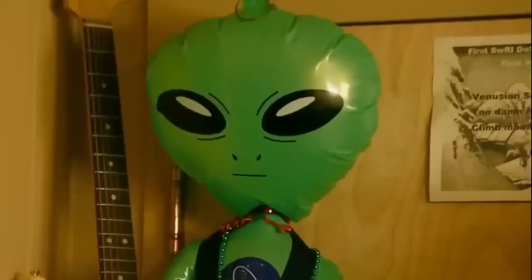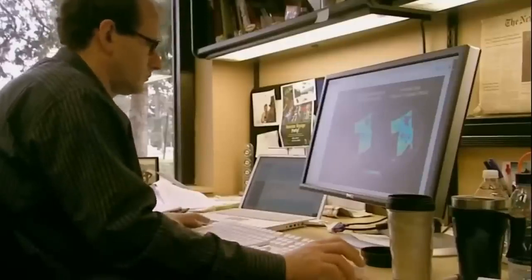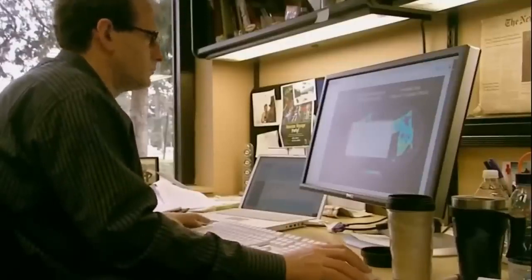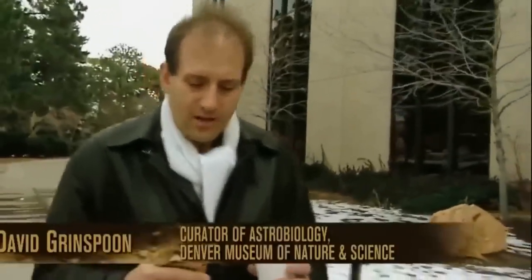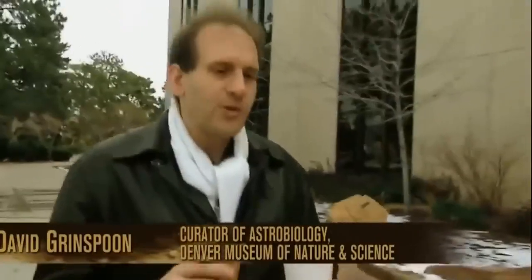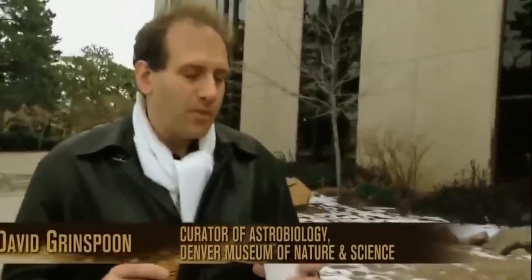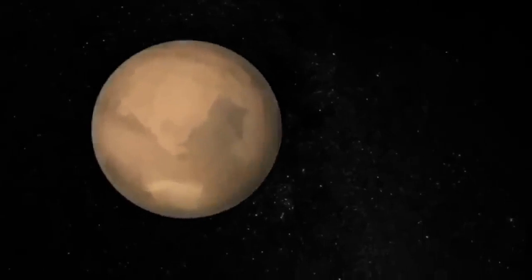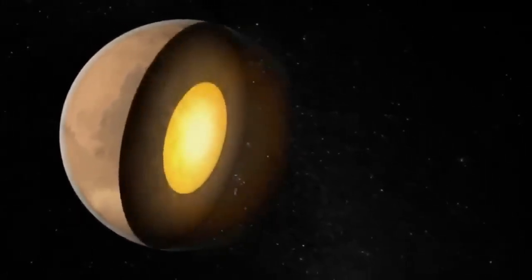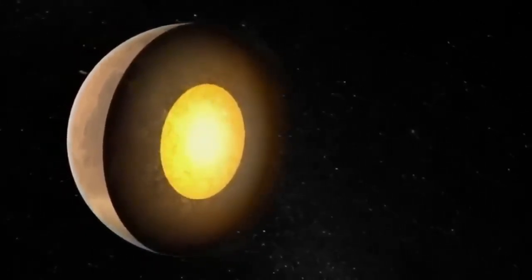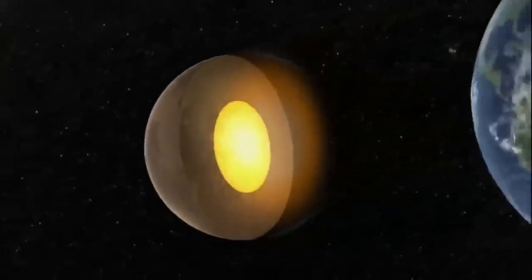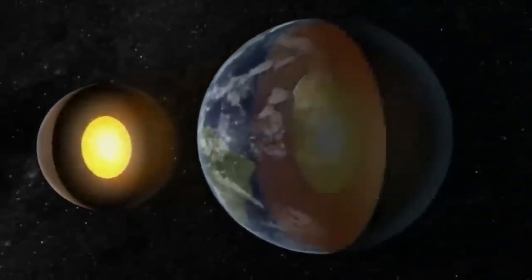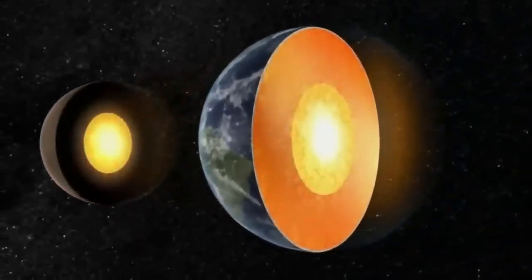David Grinspoon is a curator of astrobiology at the Denver Museum of Nature and Science. As he sees it, Mars would be warmer if it wasn't a planetary runt. When I grab coffee on a cold morning, I know that a small espresso is going to cool off quickly, whereas a larger coffee is going to stay warm much longer. Large objects stay warm longer because their interiors are shielded from the outside where the cooling occurs. And planets are exactly the same way. A small planet will cool off early in its history. A larger planet like Earth will stay warm for billions of years, which makes it a better place probably to look for life.